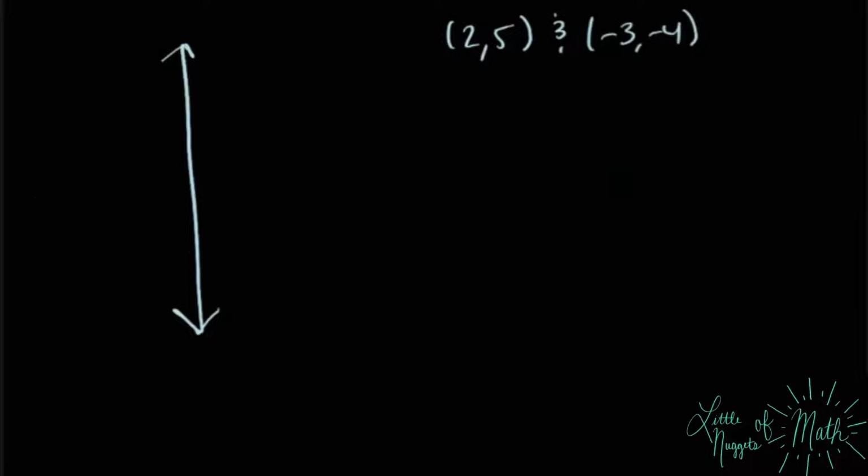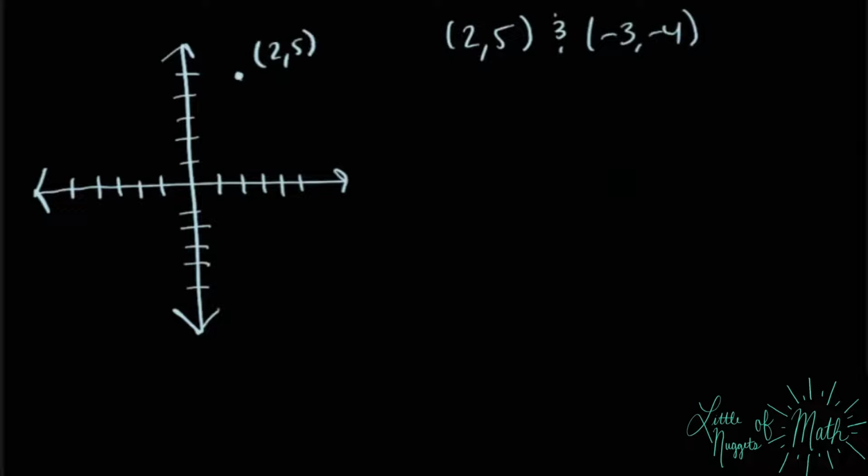Let's try another example. If we want to find the distance between the coordinates (2, 5) and (-3, -4), how do we do so? Let's again plot the coordinates down to help us visualize the problem. Plotting the points (2, 5), we're going to go over 2 and up 5. And for (-3, -4), we'll go left 3 and down 4.